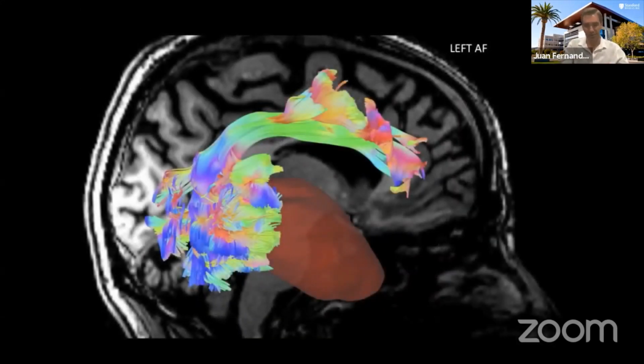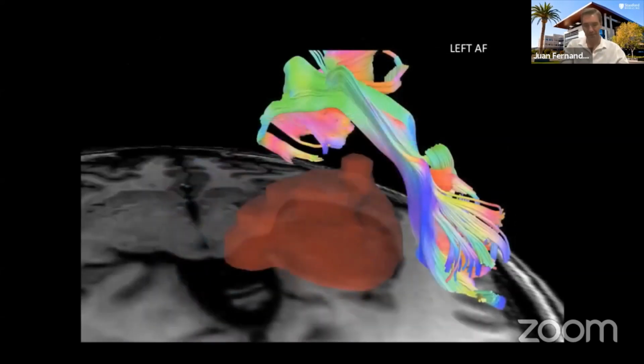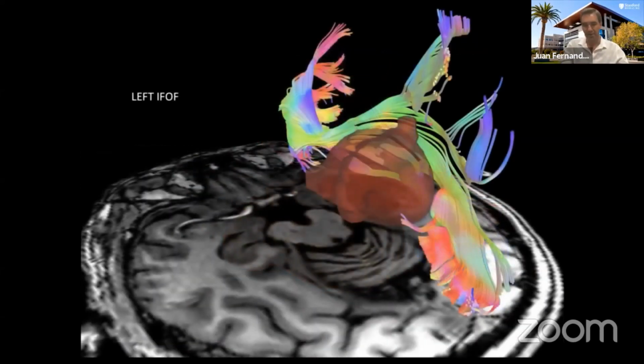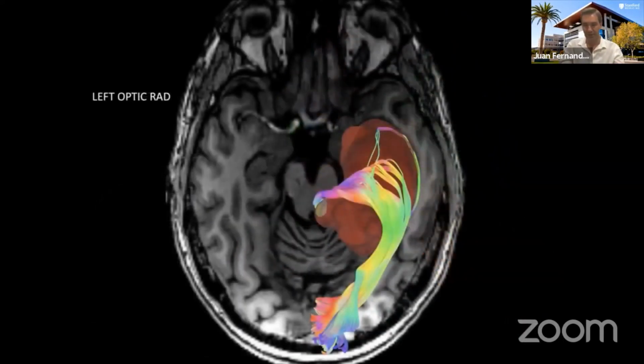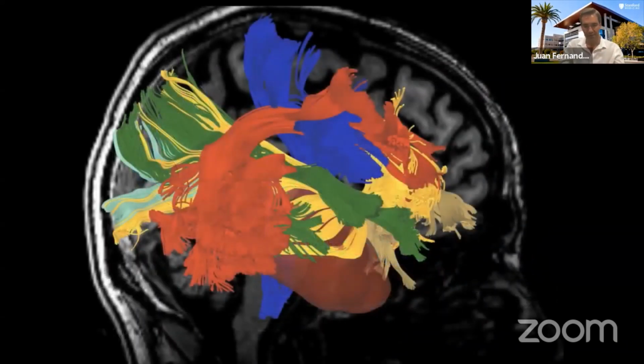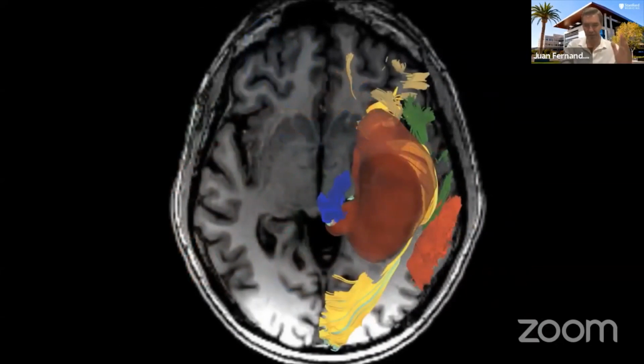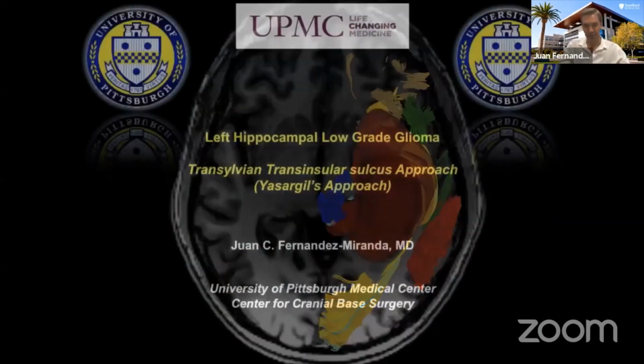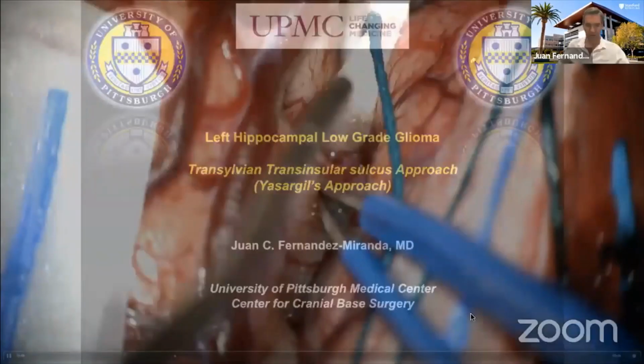We can do pre-op fiber tracking, and this shows the fiber tracts that are around the tumor, but they are not in your way if you come from a transsylvian approach. If you come to a transcortical approach, you're going to disrupt some of these fibers. And you see all the fiber tracts that surround this tumor. They are all superficial to the hippocampus, but if we come transsylvian, we'll be able to preserve this tumor nicely.